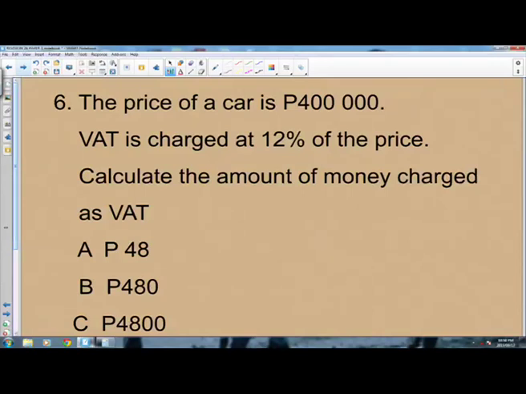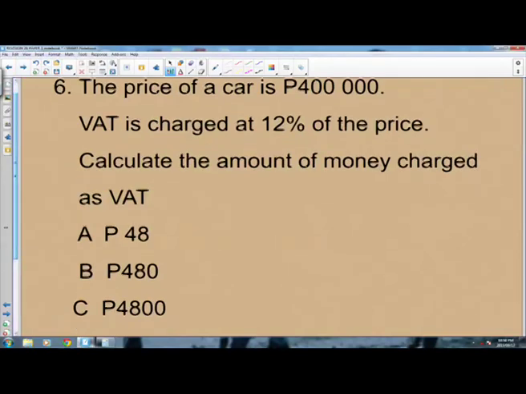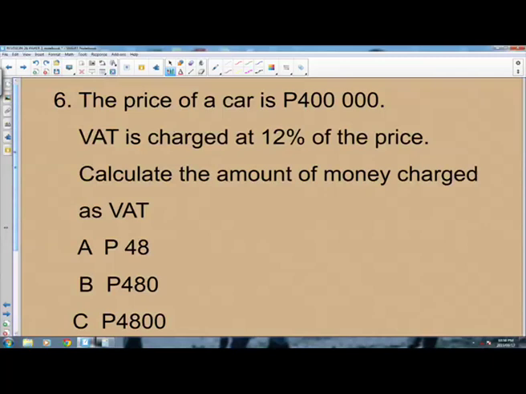Question number 2. Rather, question number 6, not 2. We had question number 6. The price of a car is 400,000. VAT is charged at 12% of the price. Calculate the amount of money charged as VAT.